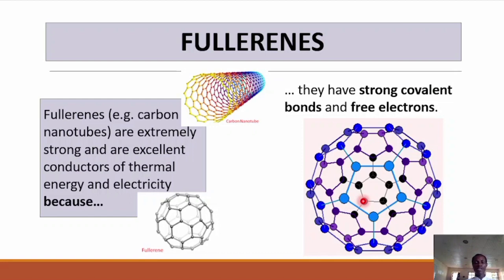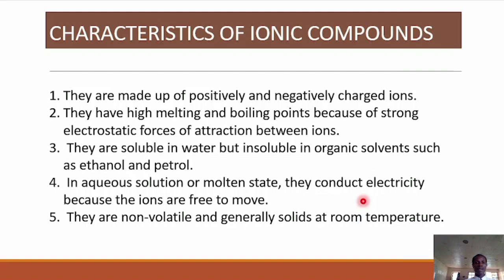localized free electrons. So this is the summary of the characteristics of ionic compounds. You can go through it. They are made of positively and negatively charged ions. They have high melting and boiling points because of the strong electrostatic force of attraction between the ions. So this is the summary of everything.